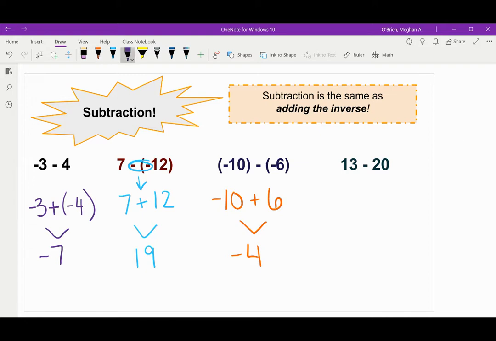And then finally, 13 take away 20. Well, the order of subtraction matters. I can't just reverse that around. If I have a smaller amount to start with and I'm asked to take away more than what I have, I'm going to end up negative. And this would be -7. If I were to write it out using the additive inverse, it'd be the same idea. And so I have more negatives, and the difference between them is 7.